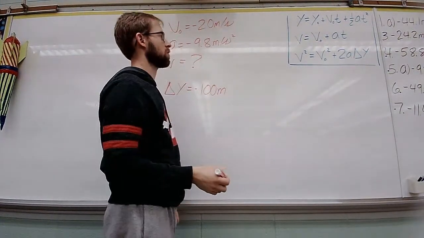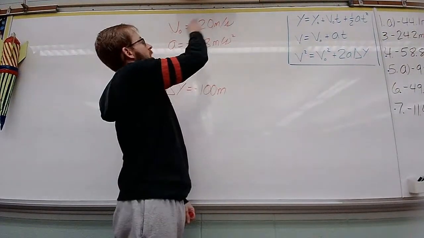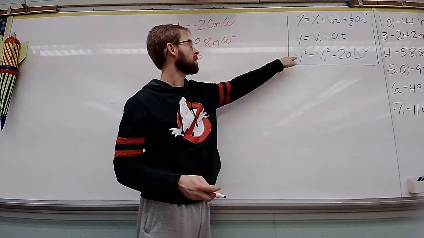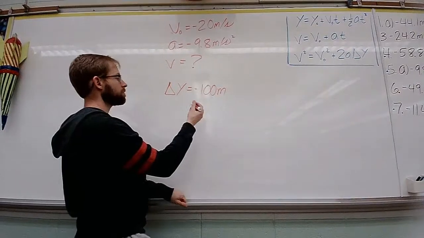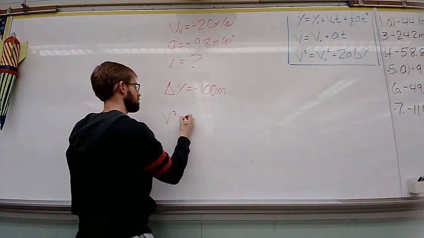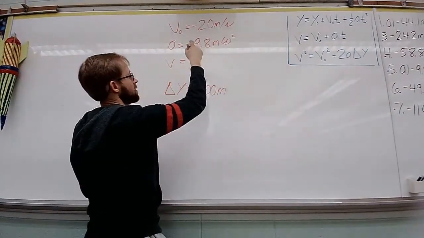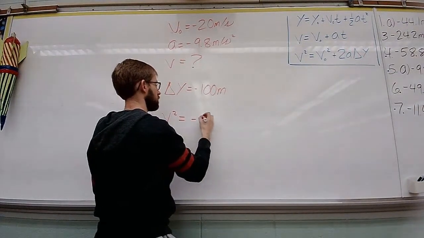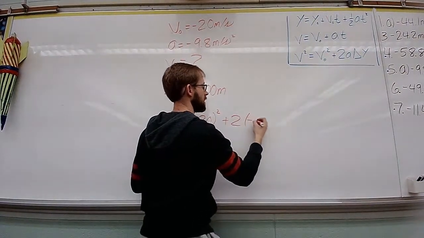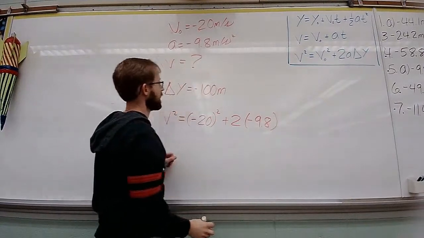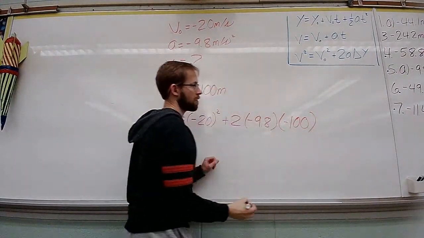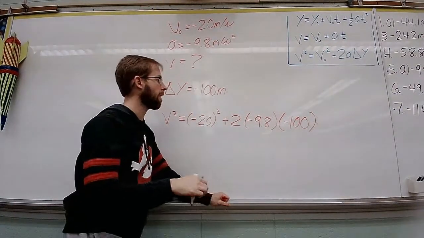And you can probably guess which equation we got to use here. We have no information at all about time. So I'm going to jump straight to this bottom equation right there, and hopefully that works for us. So again, we're looking for that final velocity. Original velocity is negative 20, plus 2, acceleration is negative 9.8, and our change in height y is going to be negative 100. You do have to recognize that that's going to be a negative number because we have gone down 100 meters.